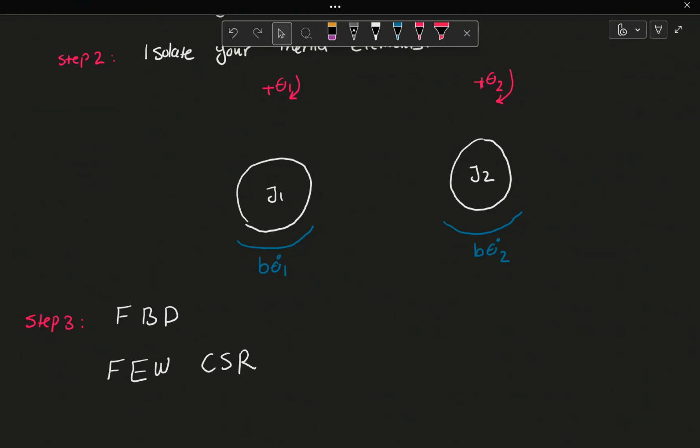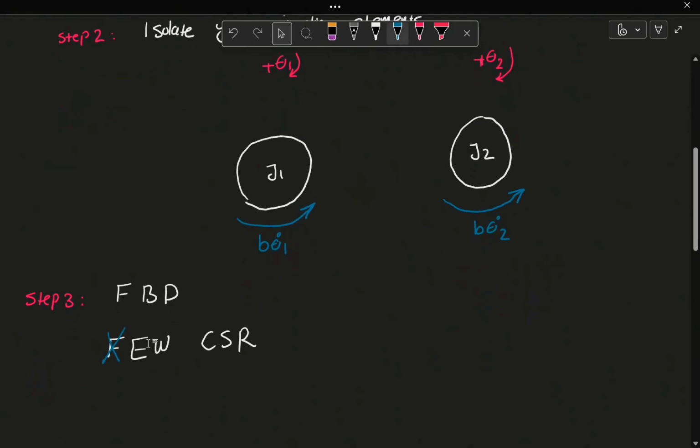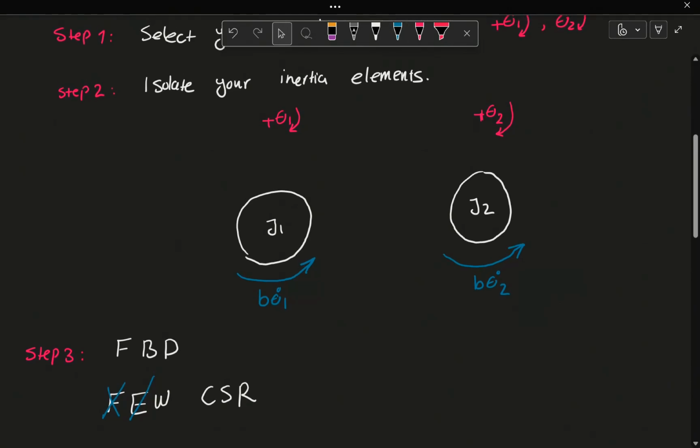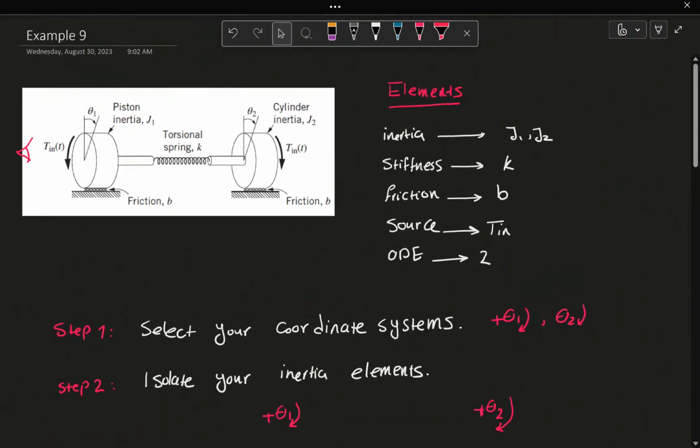Now I need to figure out the direction of motion. If I assume that these bodies are moving in the positive theta 1 direction and theta 2 direction, the friction forces and torques would be against the direction of motion. Good? The next thing that I need to include is the externals. Now look at the system. You see that on the side of the piston, Tn, this one, is applied counterclockwise if you look at the system from the side view.